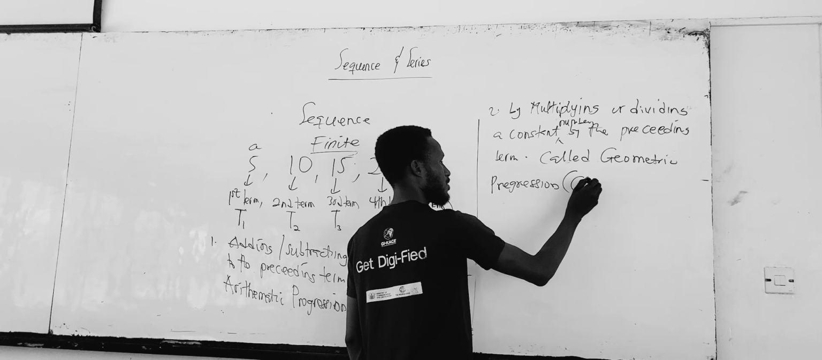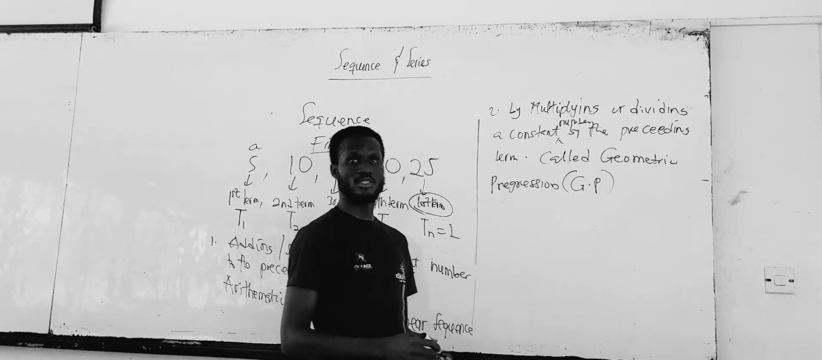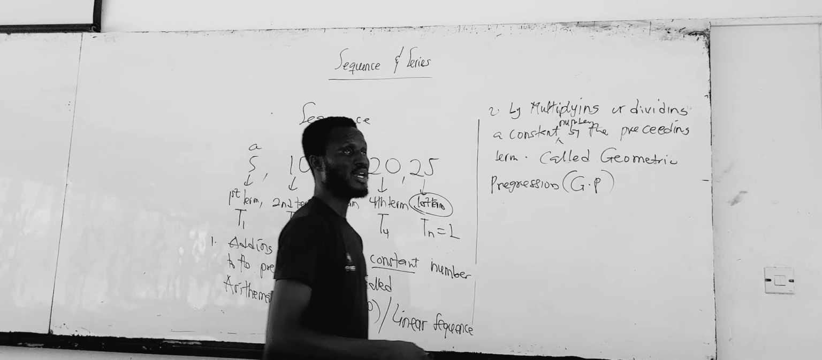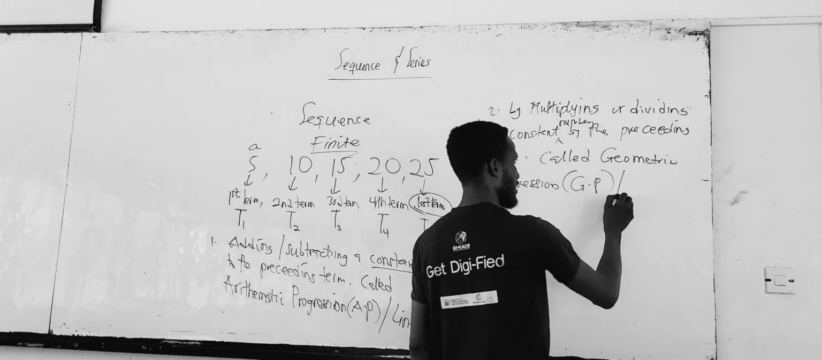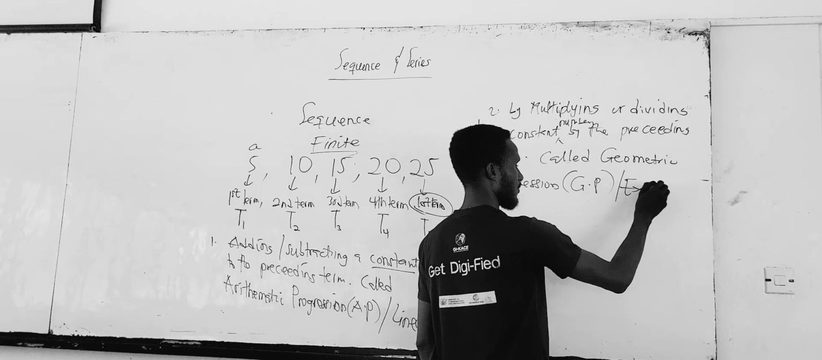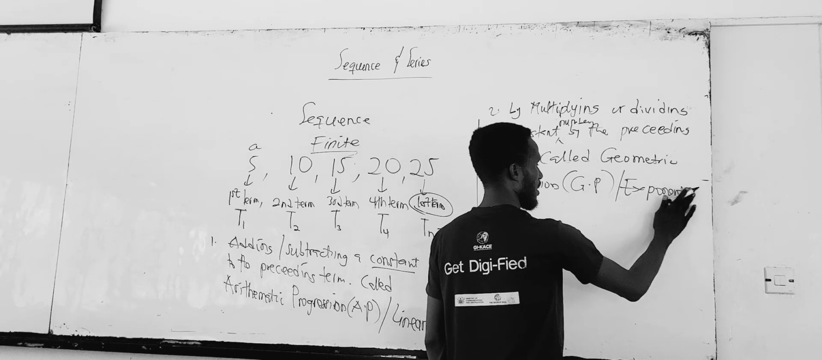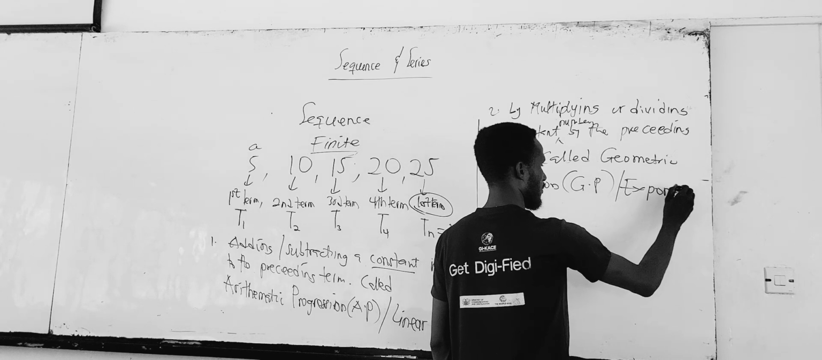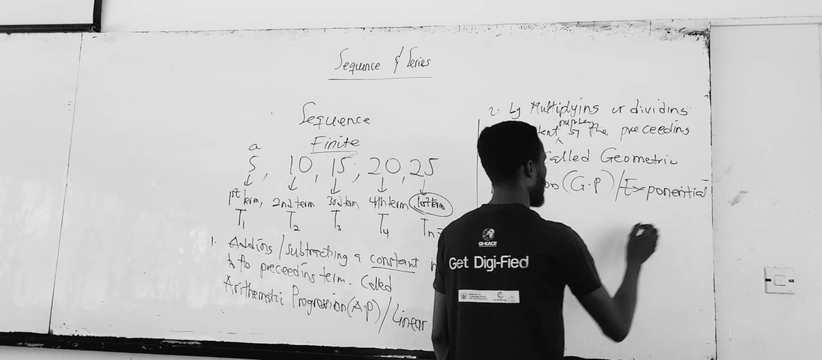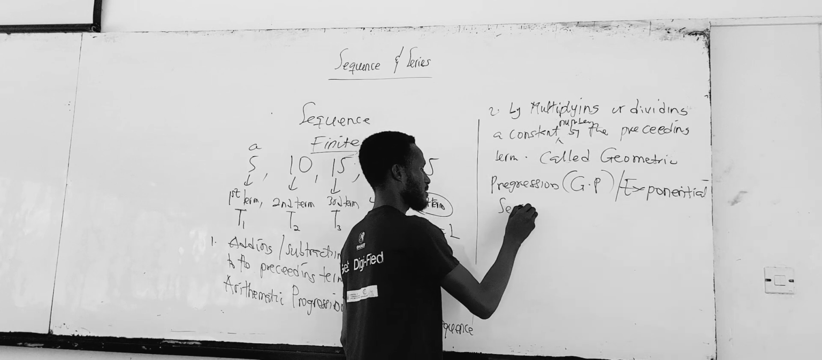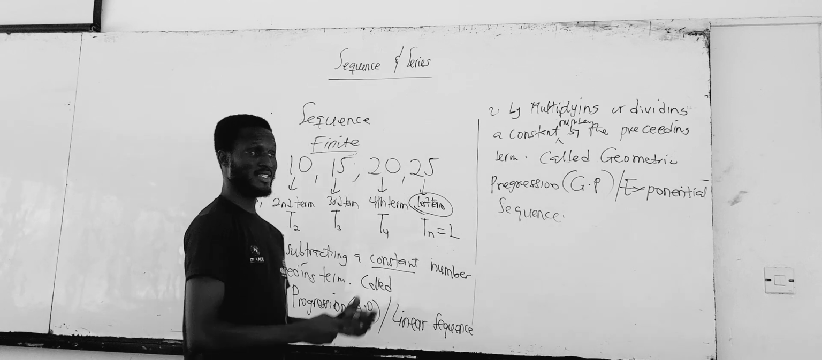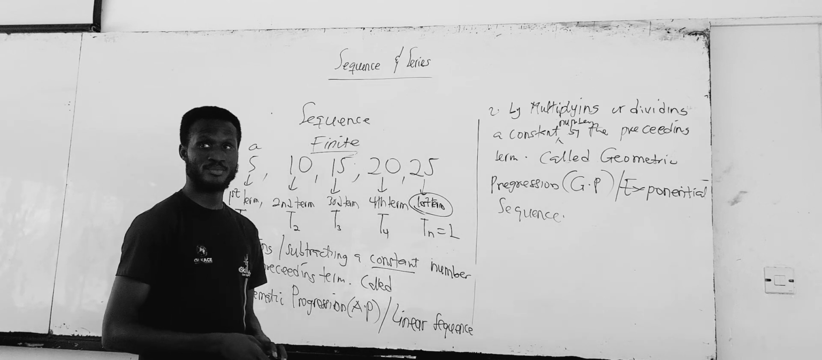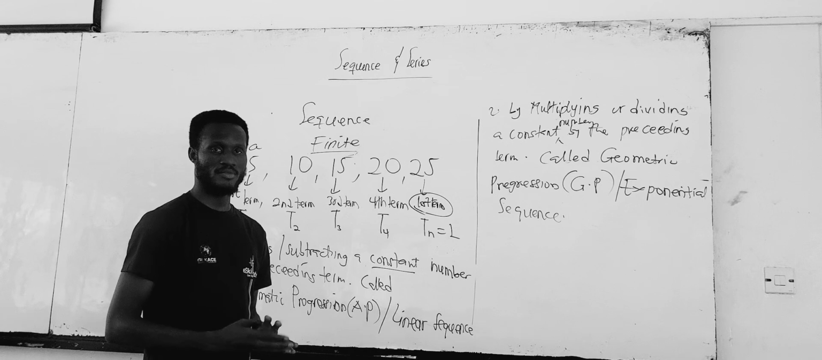That is commonly known as GP. Another name for this geometric progression is exponential sequence. So these are the two common ways of generating a sequence of numbers.